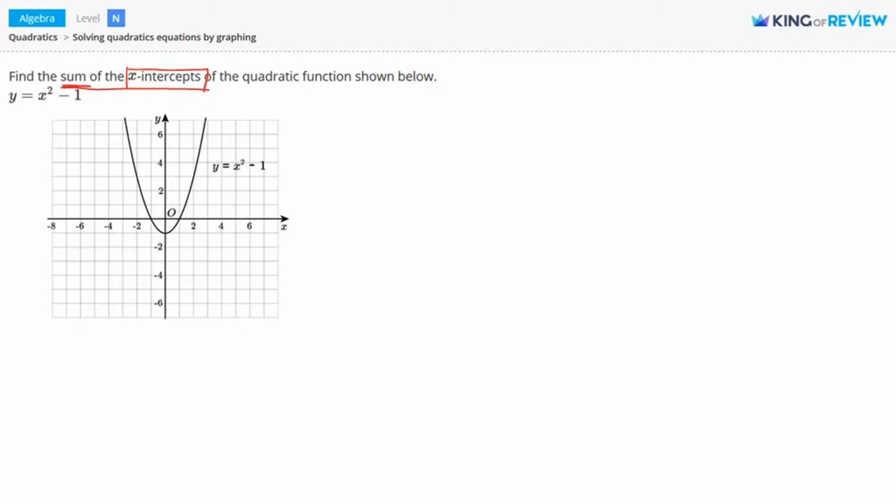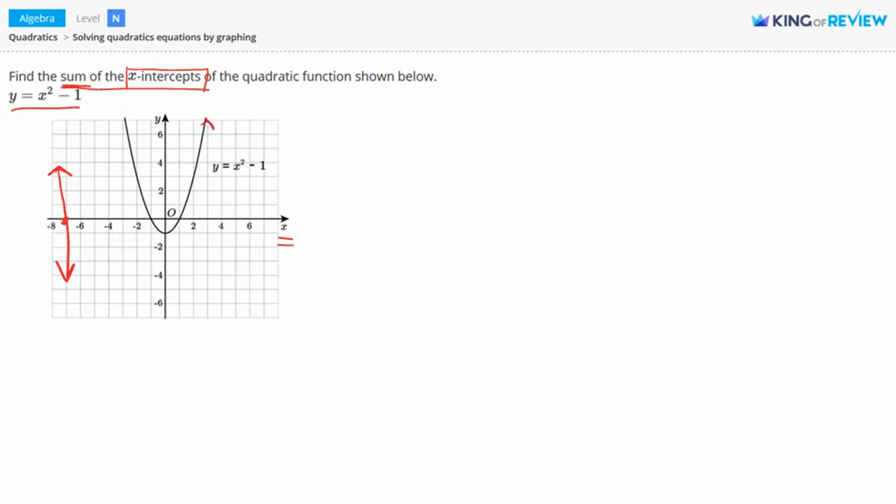So let's think about x-intercepts. If we were to plot a line, let's say this is our line here, our x-intercept would be where the line crosses the x-axis, so it would be right here. So let's look at our equation. We have y equals x squared minus 1, and that's plotted here.